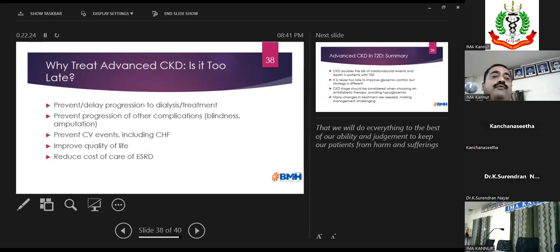Retard the progression of the disease. We prevent the delay and progression to dialysis. We can prevent other complications like blindness and amputation. And we can actually improve the quality of life and reduce the cost of care of end-stage renal disease patients.